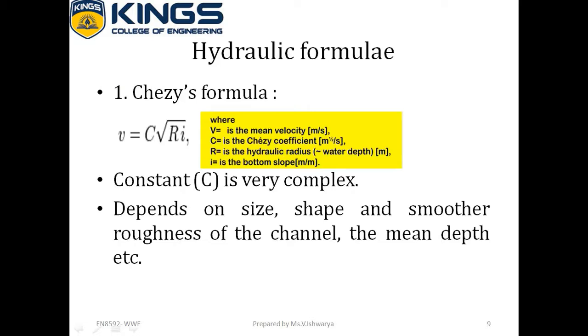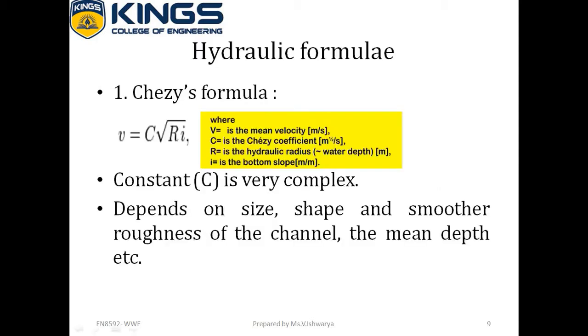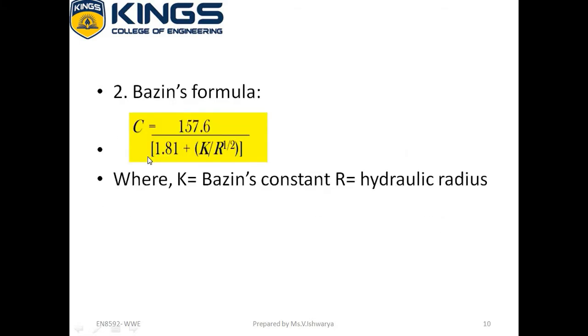In Chezy's formula, the value of C lies between 50 to 70, but here they can give the value of C directly, or else they can give Bazin's constant. Using Bazin's constant, we can find the Chezy's constant. Chezy's constant is indicated by capital C. So if they give Bazin's constant, we have to calculate Chezy's constant first, and then finally find out the velocity using this formula.